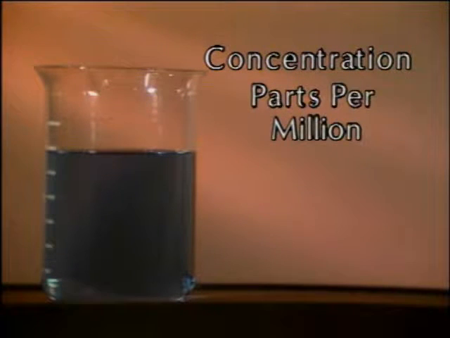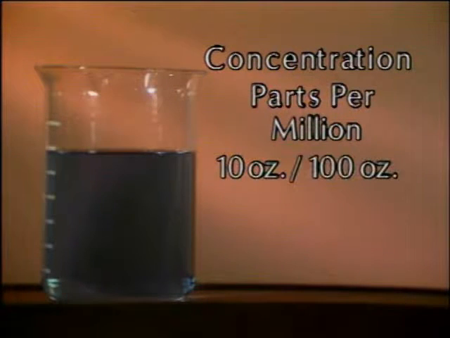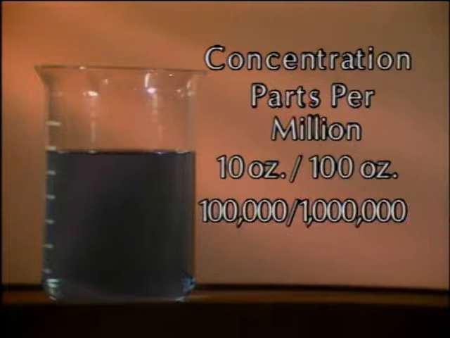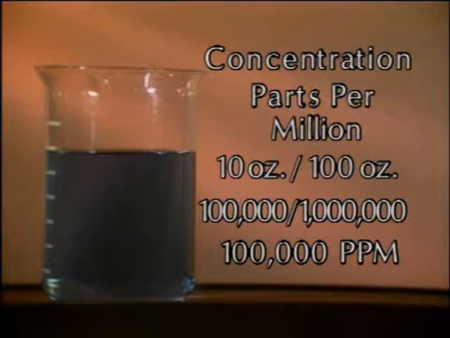Parts per million measurements express the amount of a material per million parts of total solution. 10 parts of dye per 100 parts of solution is the same as 100,000 parts of dye per 1 million parts of solution. The concentration of the dye, then, is 100,000 ppm. As a general rule, parts per million measurements are used for measuring very low concentrations of materials in solutions.